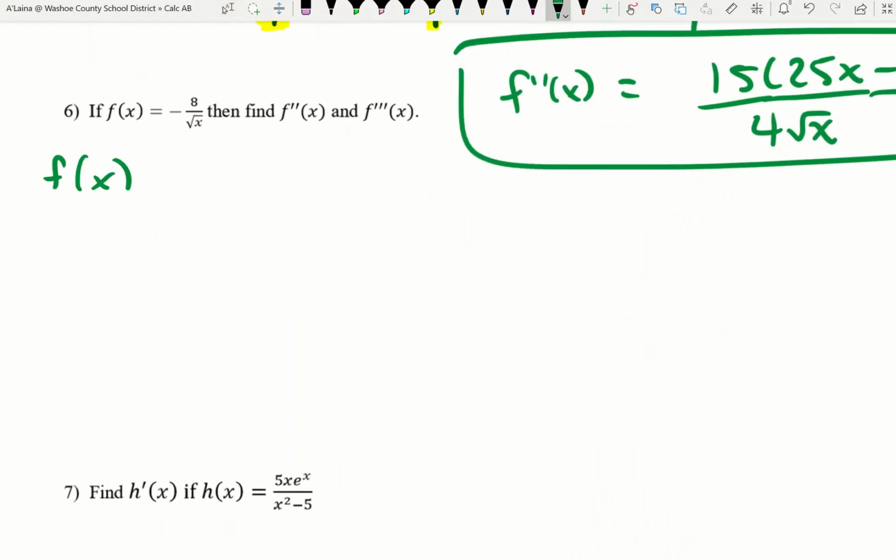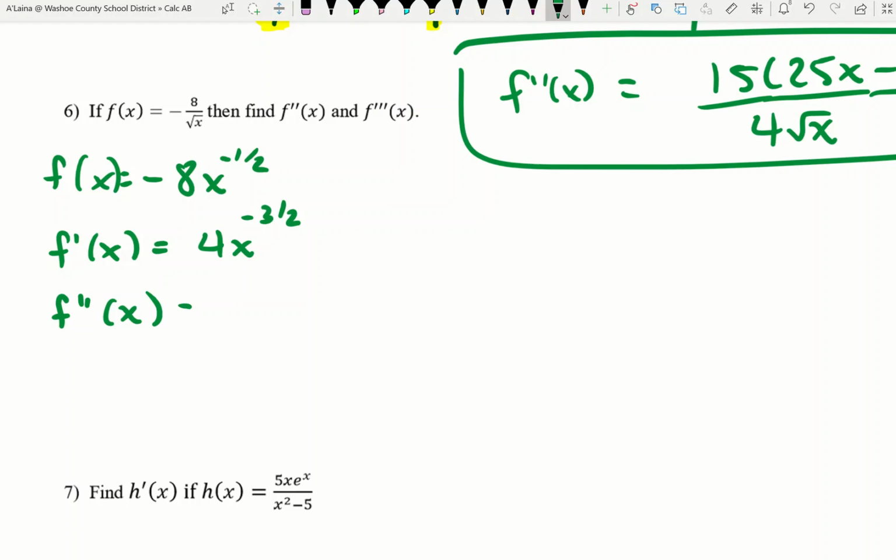I'm going to rewrite this as negative 8 times x to the power of negative 1 half. And then I can use power rule. Power rule is so much easier than quotient rule, so if you have an opportunity to use that, do so. So f prime of x would then be 4 times x to the negative 3 halves. That's not actually what I'm looking for, but I need to find that before I can find the second derivative, which would be negative 6x to the power of negative 5 halves. And the third derivative, which would be, what was that, 15x to the negative 7 halves.